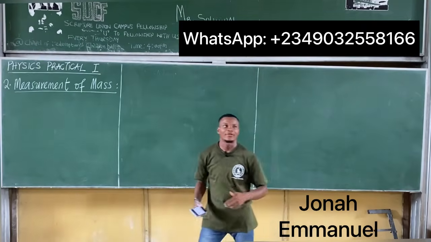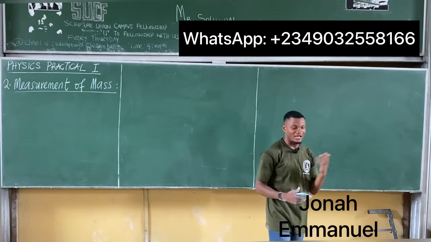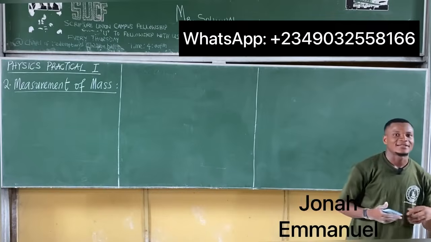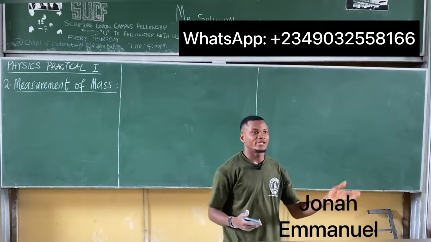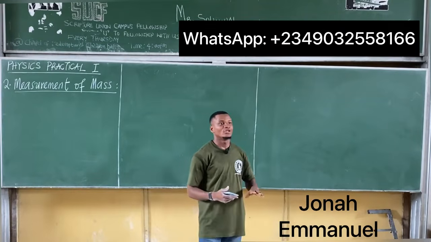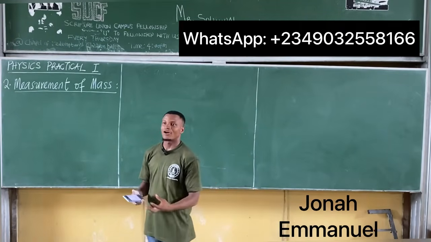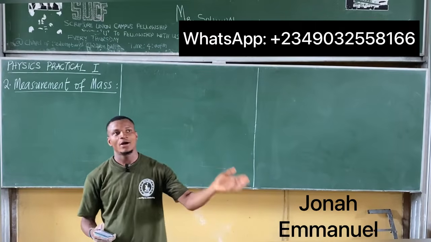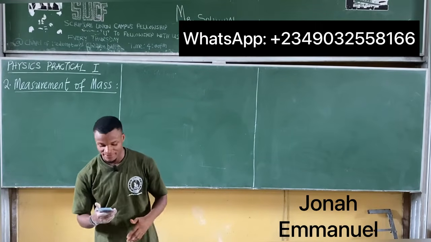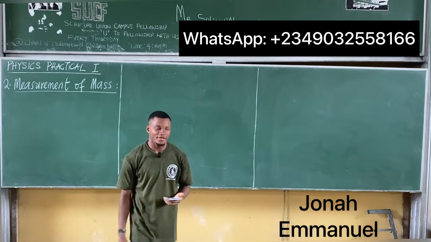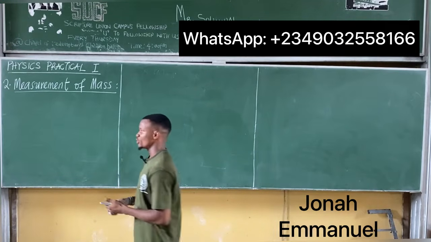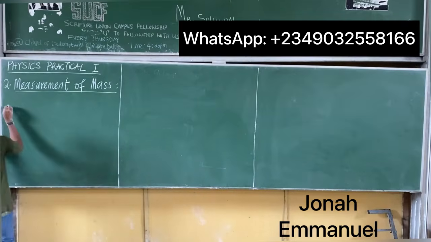We're done with length. We've talked about length. Let's look at mass. Measurement of mass. Mass is the total quantity of matter contained in a body or an object. That's the definition. Total quantity of matter contained in a body or an object. That's mass.